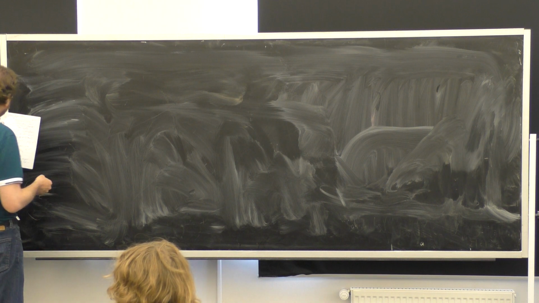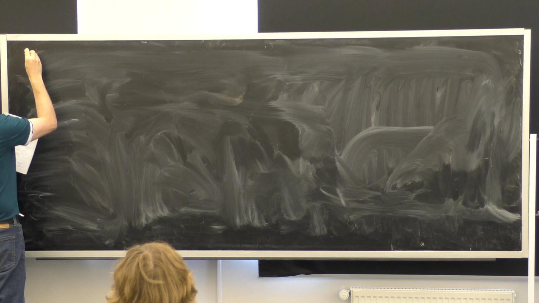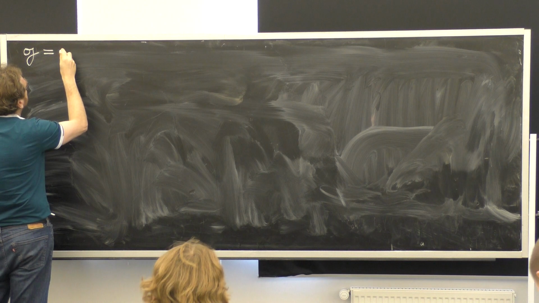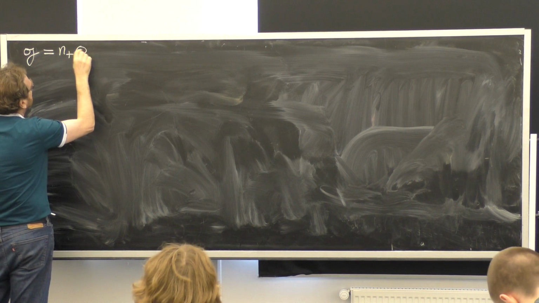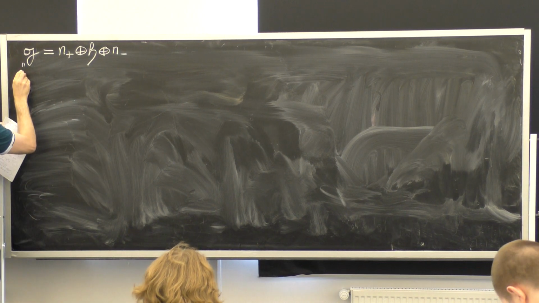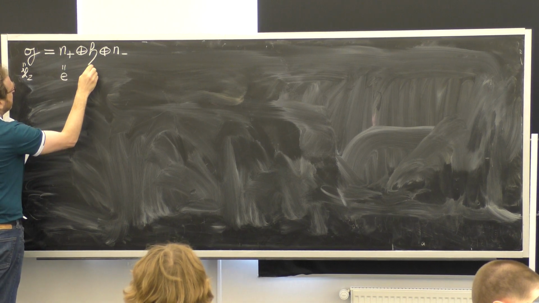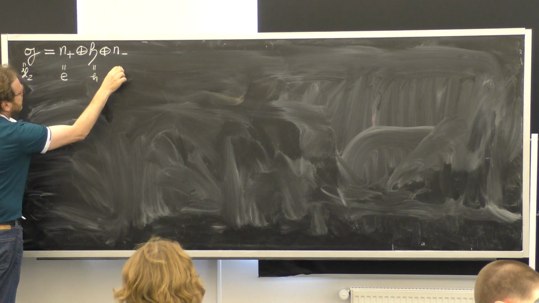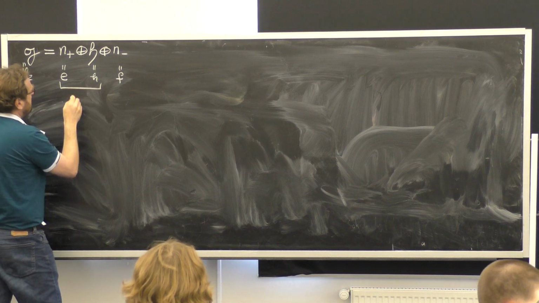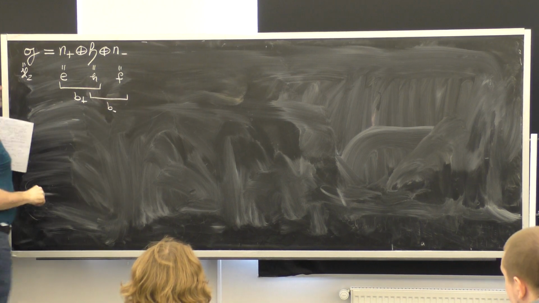Well, so we have a simple Lie algebra, and it decomposes into a positive nilpotent subalgebra, Cartan subalgebra, and negative nilpotent subalgebra. I'm going to consider the example of SL2, where this is spanned by E, this is spanned by H, and this is spanned by F. Now this thing is called B+, the positive Borel subalgebra, and this is B-, the negative Borel subalgebra.